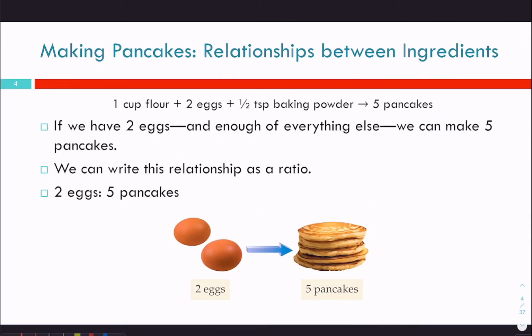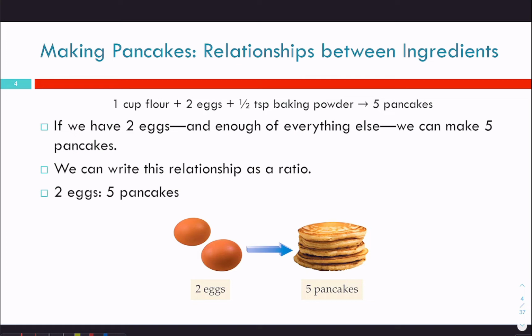So if we have 2 eggs and more than enough of everything else, and usually that's the case, right? Baking powder comes in a can like this, and you use half a teaspoon of it to make 5 pancakes. And flour comes in large quantities too, and keeps forever, but the eggs don't keep as long. So let's say we only have 2 eggs, but we've got plenty of flour and baking powder. Then we can make 5 pancakes, right? We're not going to run out of anything else, limited by the number of eggs.